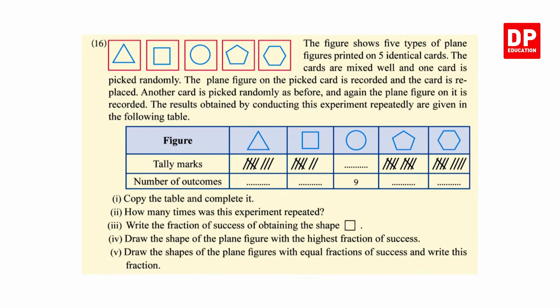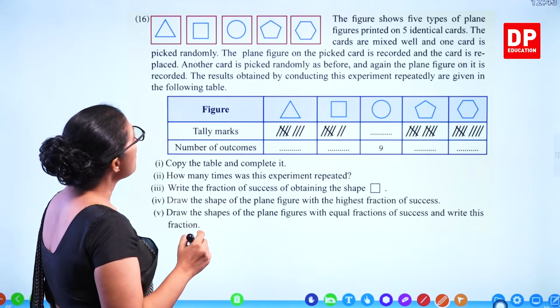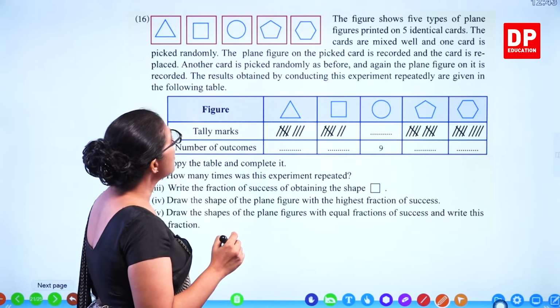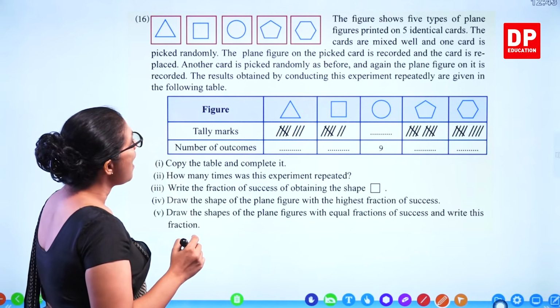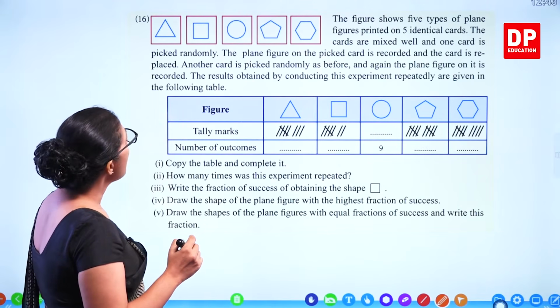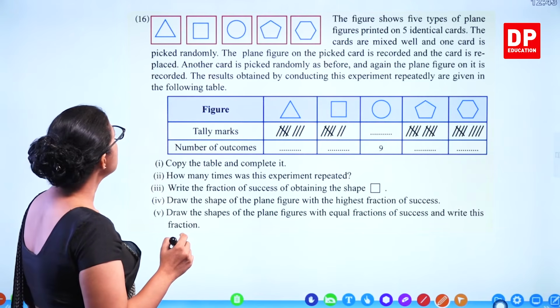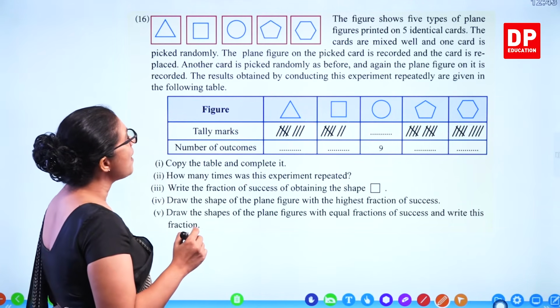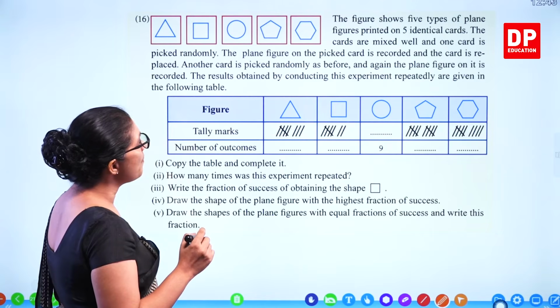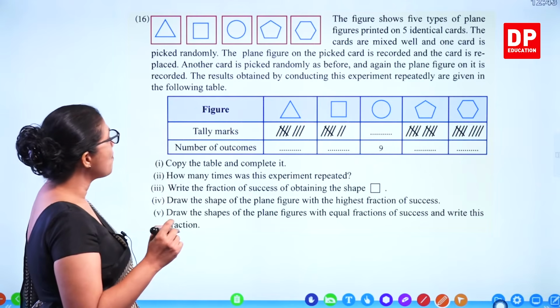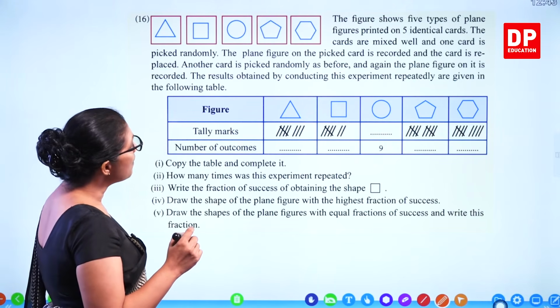Look at this one. The figure shows 5 types of plane figures printed on 5 identical cards. The cards are mixed well and one card is picked randomly. The plane figure on the picked card is recorded and the card is replaced. Another card is picked at random as before and again the plane figure on it is recorded. The results obtained by conducting this experiment repeatedly are given in the following table. Tally marks and number of outcomes. Copy the table and complete it.